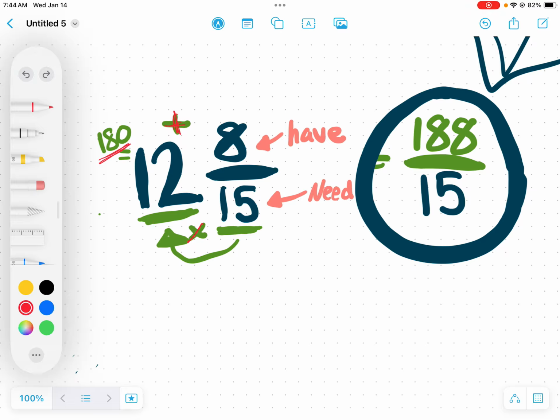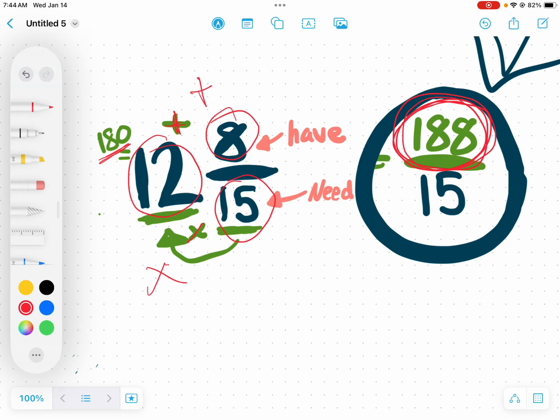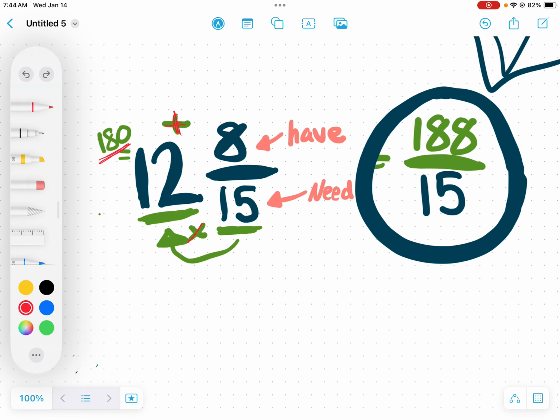and that gives you your numerator for your improper fraction. So again, you do the denominator multiplied by the whole number, and then you add the numerator, okay? If you do all that, you get your new numerator for your improper fraction. Again, the denominator stayed the same because the amount of puzzle pieces you needed did not change.